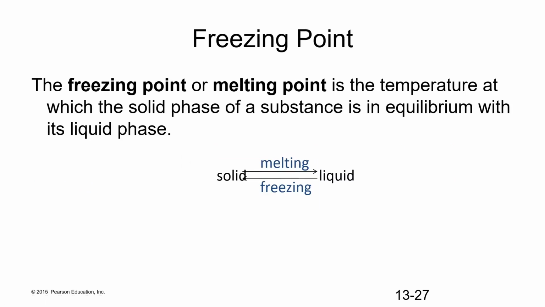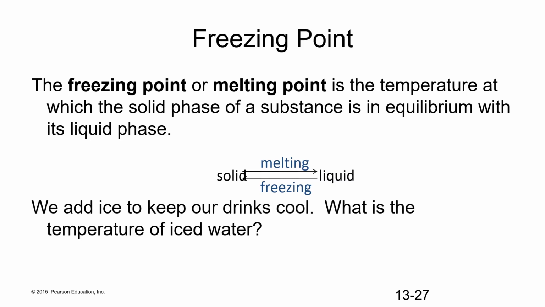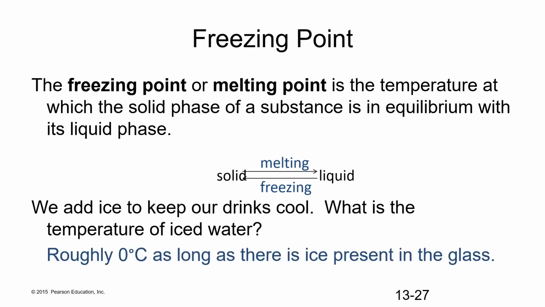The freezing point or melting point is the temperature at which the solid phase of a substance is in equilibrium with its liquid phase. We add ice to keep our drinks cool. What is the temperature of iced water? Roughly 0 degrees Celsius as long as there is ice present in the glass. If you still have ice cubes floating in the glass, it should stay at 0. As soon as all of the ice melts, that's when the temperature is going to start to increase.